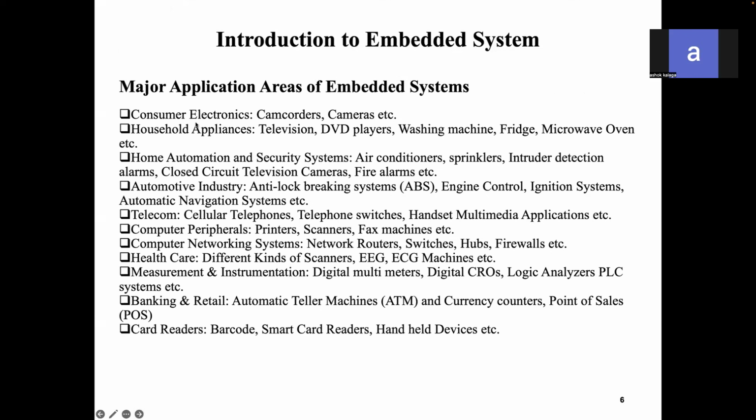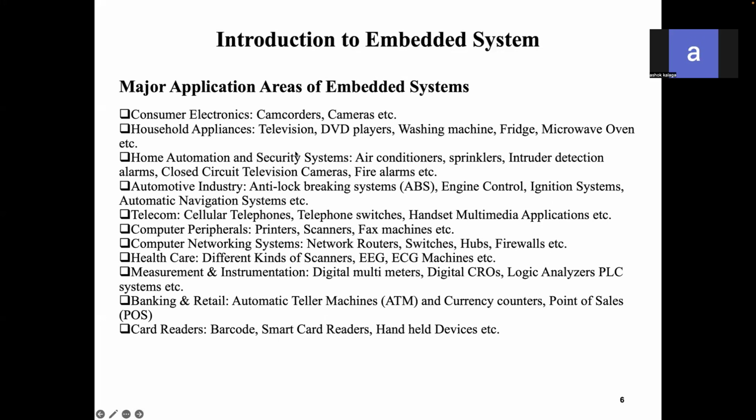First one is consumer electronics. Second one, household appliances. Third one, home automation and security systems. Fourth one, automotive industry, telecom, computer peripherals, computer networking systems, healthcare, measurement and instrumentation, banking and retail, card readers. I'll give one example here. Consumer electronics means cameras can use embedded systems, like household items such as television, DVD players, washing machine. A washing machine is an embedded system which performs a specific task, that is washing and drying of clothes.